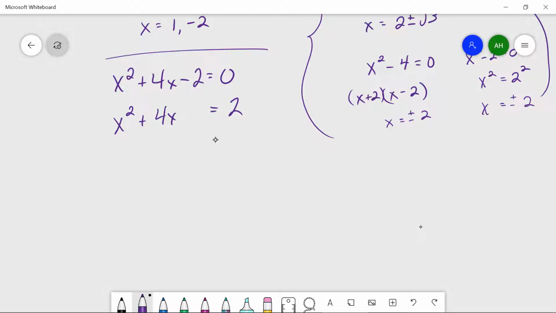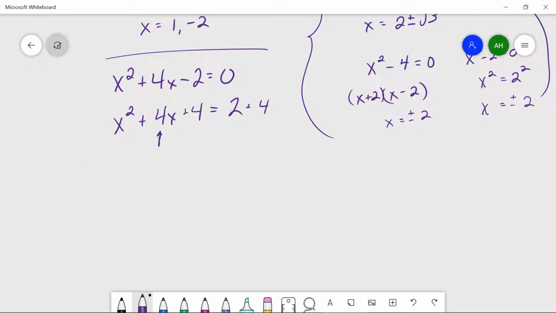All right, take half of, now I'm going to deal with this middle term. So I take the 4, multiply it by 1/2. It's going to give me 2. And then I square that, 2 squared is going to give me 4. So I'm going to add 4 to this side, and I'm going to add 4 to this side.